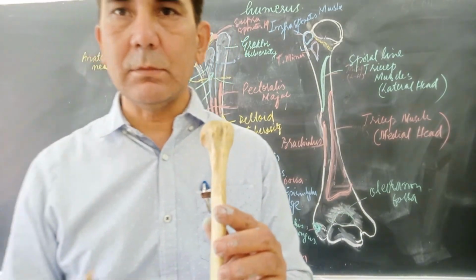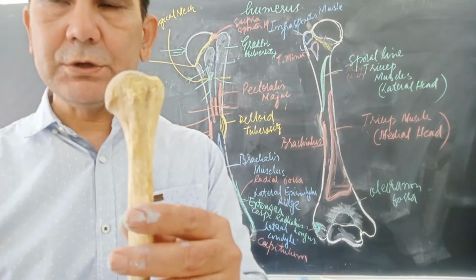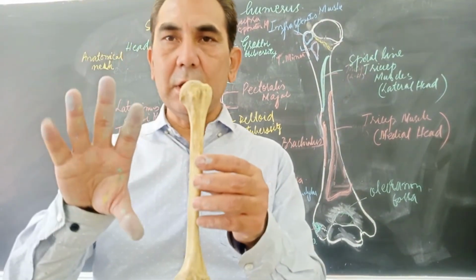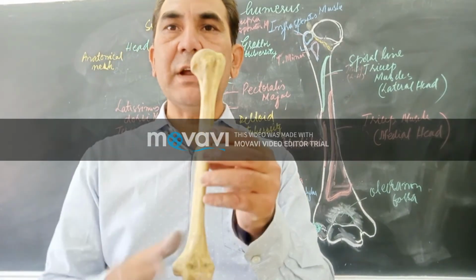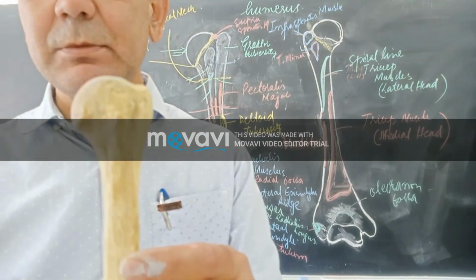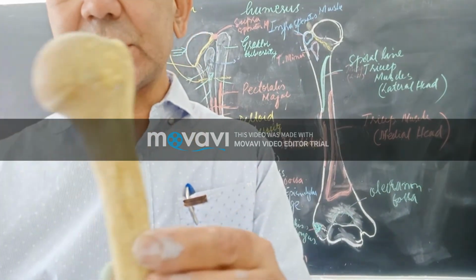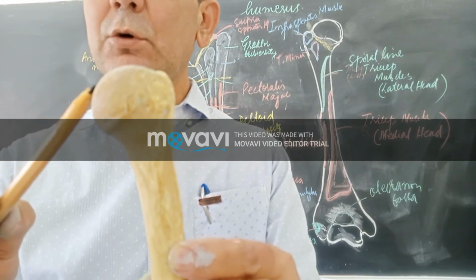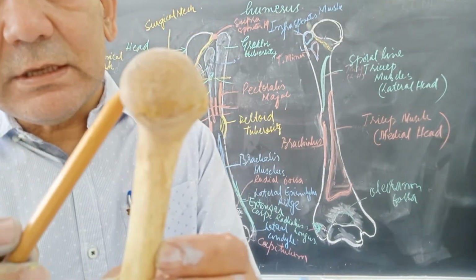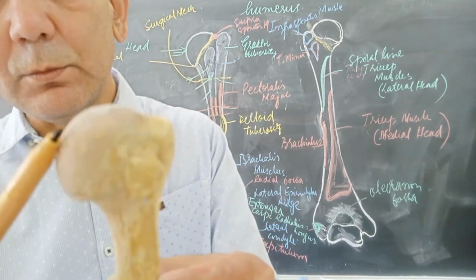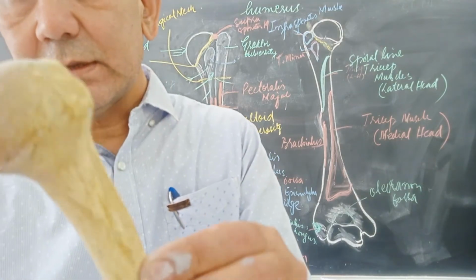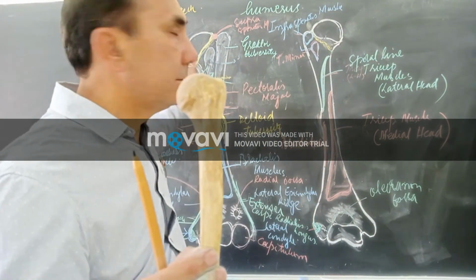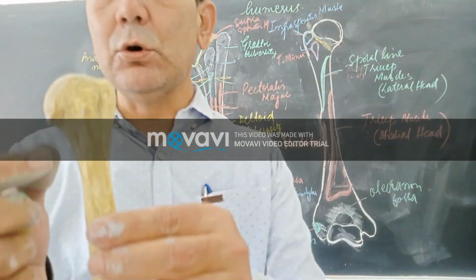Now we will learn about the features. We will start with this. The long bone has three portions: the upper extremity, the shaft, and the lower extremity. In the upper extremity, this one is rounded in structure. This rounded structure is the head of the humerus bone. Just at the side of the head of the humerus is a neck-like structure. This is called the anatomical neck of the humerus bone.